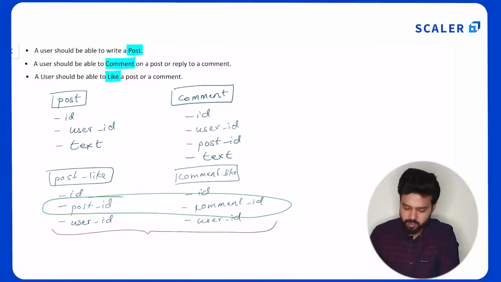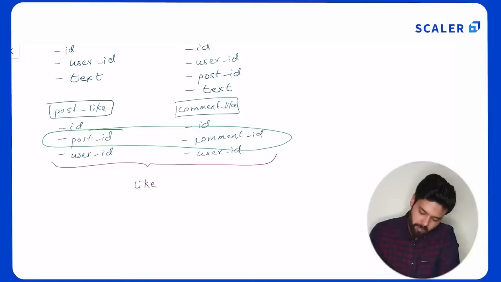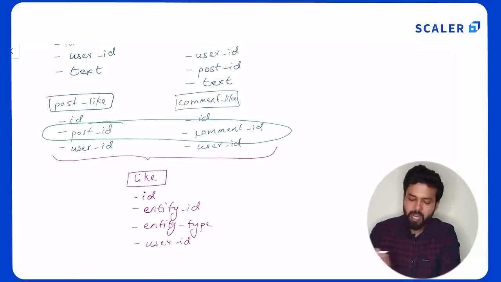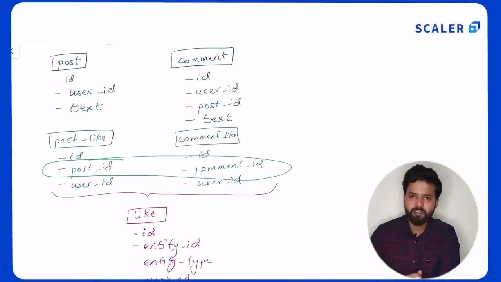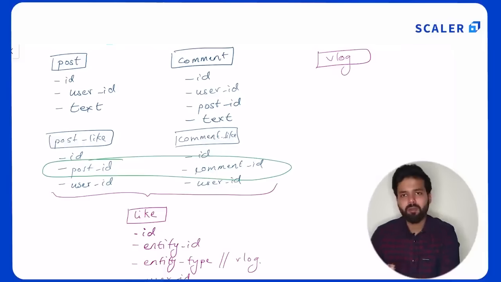We can club these 2 tables together, similar to what we saw in educational and company. Combined table will look something like a like. Like will have an ID, it will have entity ID and entity type. Now this entity type can be of 2 types presently, either post or comment. Finally, we'll also have the user who has liked this particular thing. If I want to add one more entity, let's say a user can have vlogs as well, so what I'll do is I'll create a vlog table over here, and in this type, I'll add type equal to vlog as well. So without even adding one more table, my like table will work.